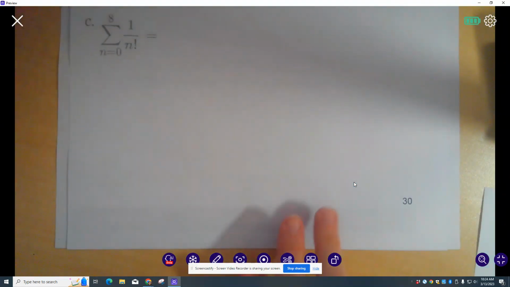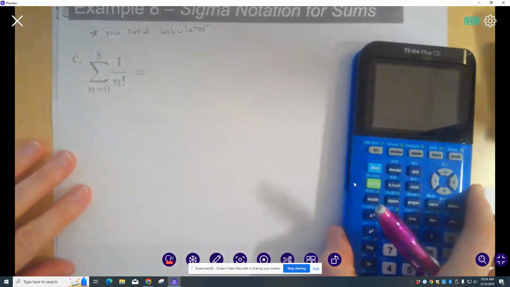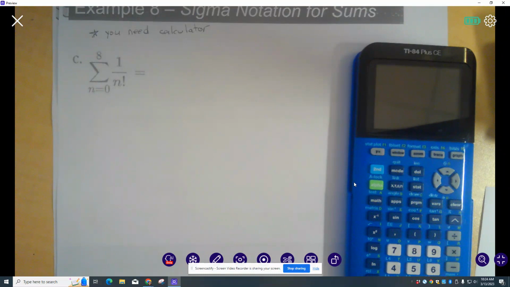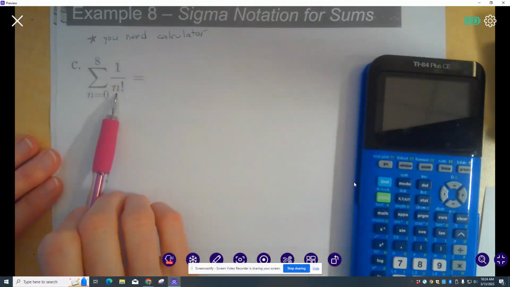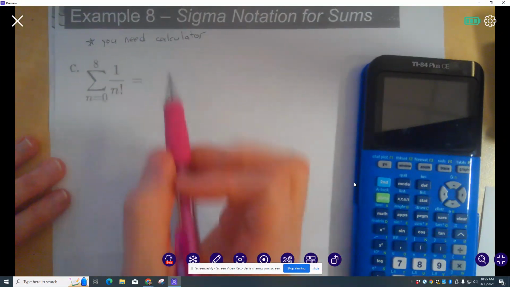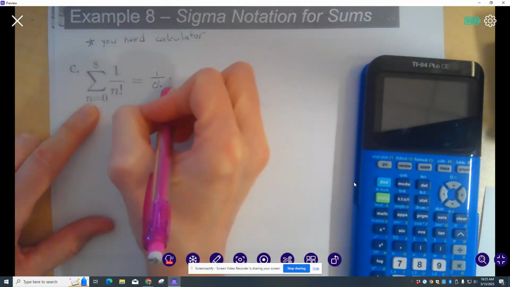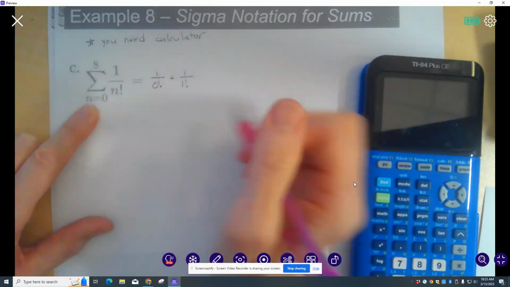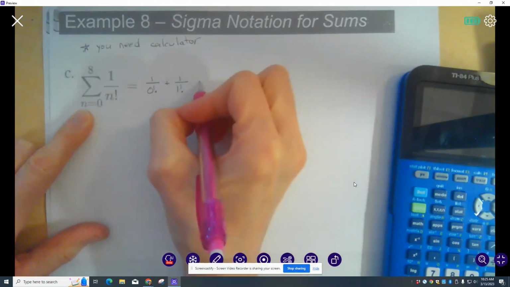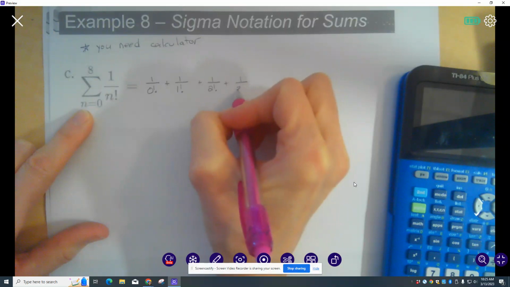This one we are going to do on the video, and you will need your calculator for this one. You might want to pause the video and get your calculator out. All right, so we're going from n equals 0 to n equals 8. This is my n. Remember, these letters will always match. My first term will be 1 over 0 factorial plus 1 over 1 factorial. You're kind of getting the hint here. Now we need to go all the way to 8, so I'm just going to keep writing them.